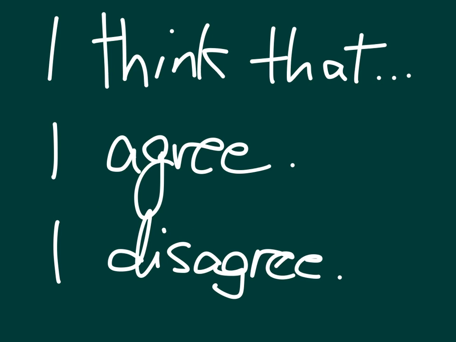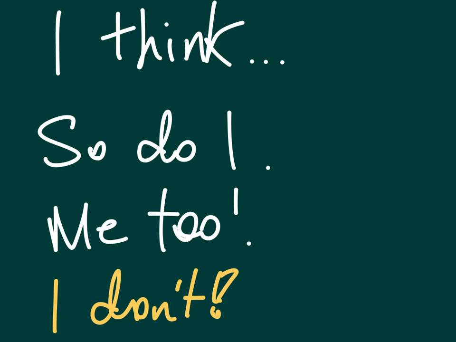So you can express your opinion by saying, "I think that British beer isn't so good. I agree or I disagree." Another way of expressing your opinion is to say, for example, "I think that British beer isn't so good." If you have a similar opinion, you can say, "So do I." Or if you want to say it in an easier way, you can just say, "Me too." Whilst if you don't agree, you say the opposite, "I don't."